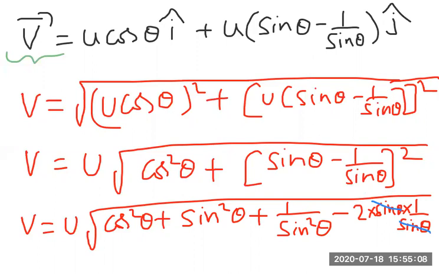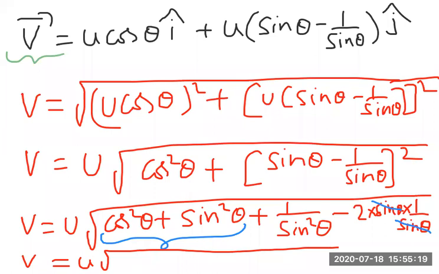So here cos square theta plus sin square theta, observe carefully, what is its value? Yes, V is equal to u into square root of cos square theta plus sin square theta, which is 1. 1 plus 1 by sin square theta is nothing but cosecant square theta. 1 by sin theta means cosecant theta, and 1 by sin square theta means cosecant square theta. What are the other terms left? Minus 2, since sin theta cancels.